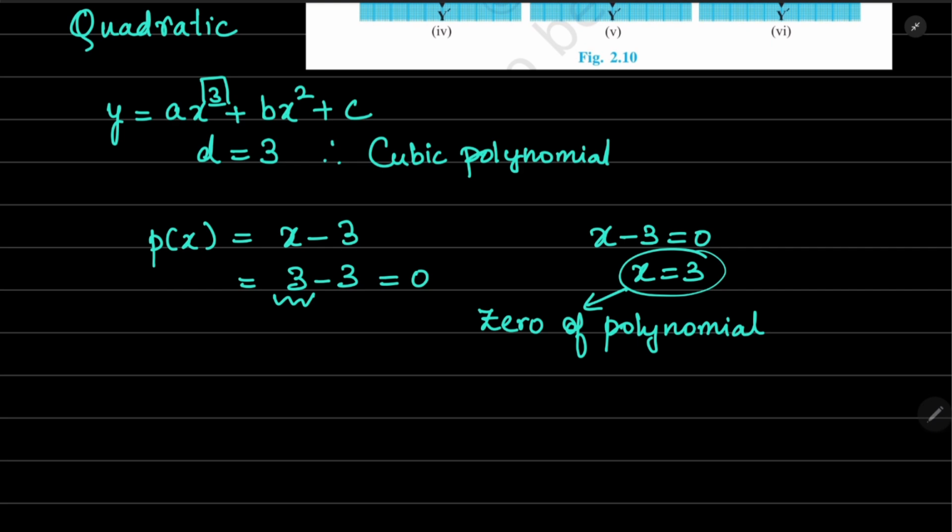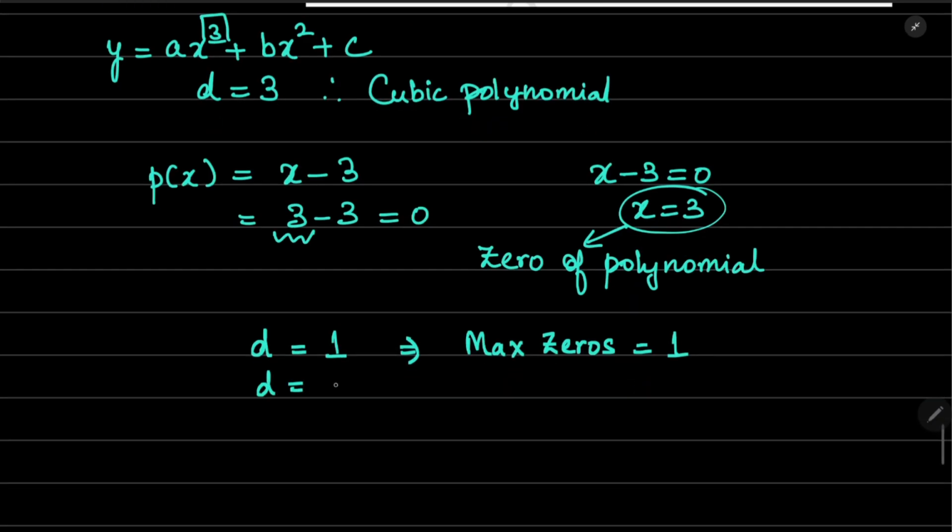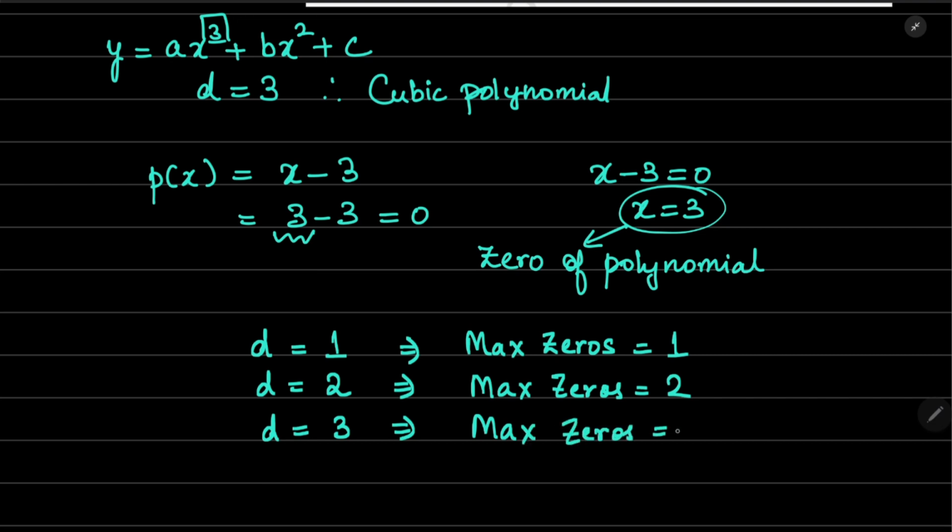always remember, if the degree of a polynomial is 1, the maximum number of zeros of the polynomial will be 1. That means there will only be one zero. If the degree of the polynomial is 2, the maximum number of zeros of this polynomial will be 2. Maximum 2, it can be less than 2 also. And if the degree of the polynomial is 3, then the maximum number of zeros of this polynomial will be 3. Maximum, or you can also say at most. It cannot be greater than 3.